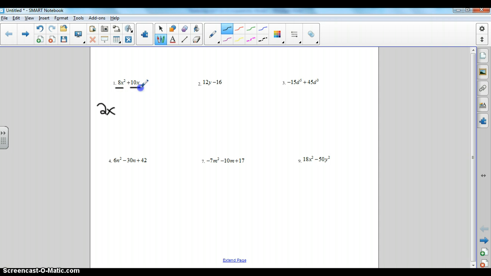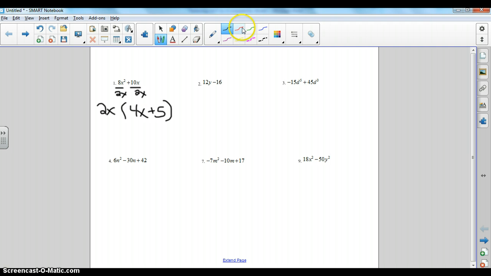So then you're going to divide each piece by this, 2x and 2x. Okay, and what's left over goes into parentheses. So we factored out a 2, and we factor out an x. 8 divided by 2 is 4. We had 2 x's, we took away 1, so we're left with 1. 10 divided by 2 is 5. We had an x, we took it away, so we have none left. And that's your final answer.